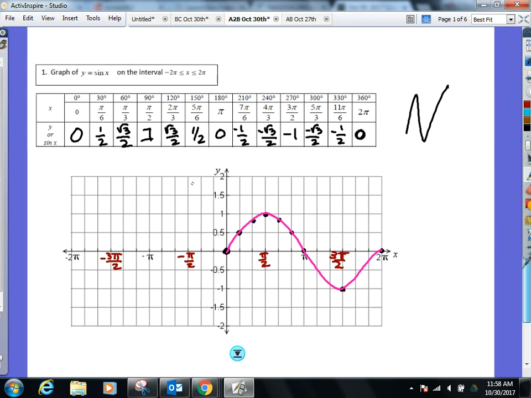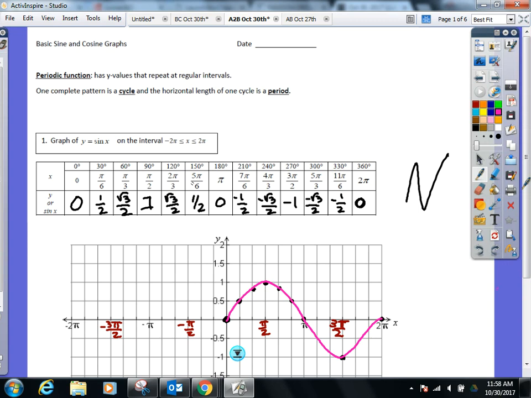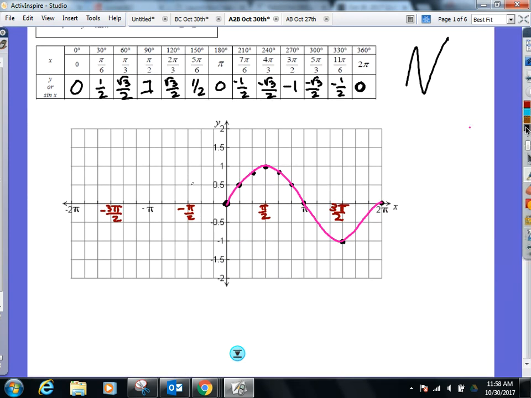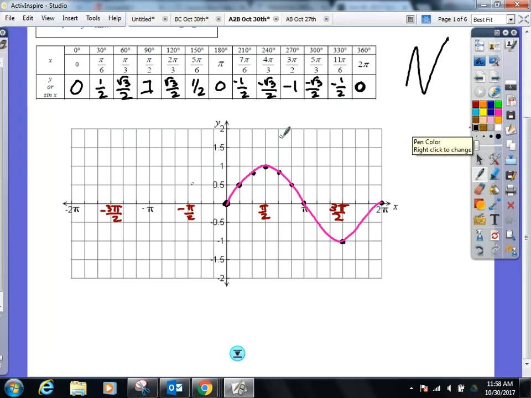Okay? This is what we refer to as a periodic function. The y values repeat at regular intervals. Okay, and you see that. Hey, 1/2, 1/2. Radical 3 over 2, radical 3 over 2. What I want to do before we graph the left side is discuss this new vocabulary term, which is called period.